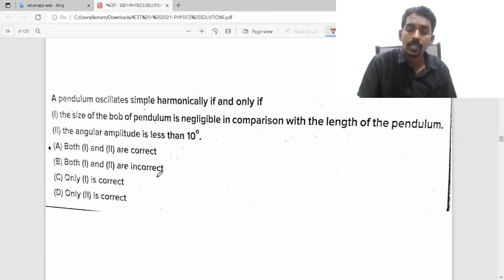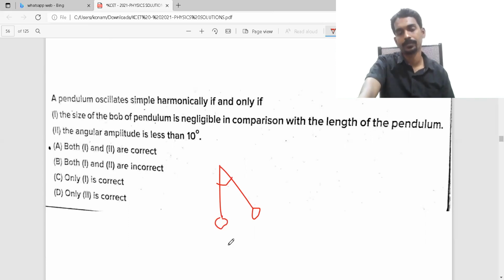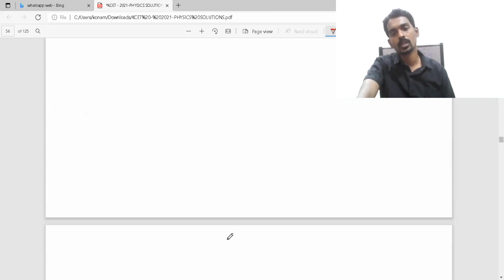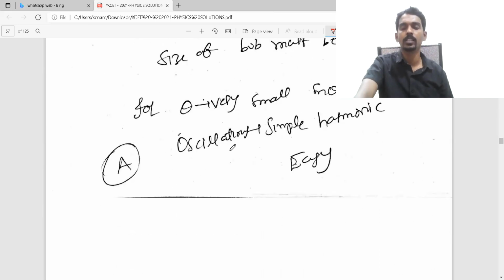Because while deriving the equation also we take theta very small, the angular displacement from the equilibrium position. That's why those two are correct. Compared to the length of the pendulum, the size of the bob must be lesser, almost negligible, and theta very small. Then only we derive the formula T equal to 2 pi root of L by g.